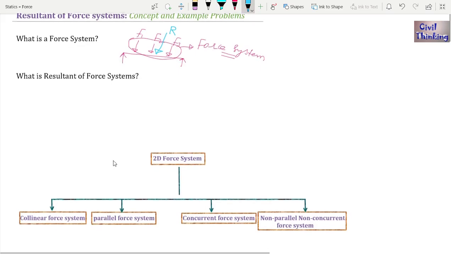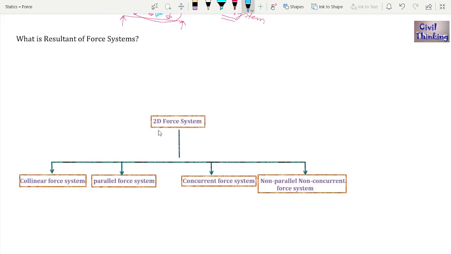Now based on the type of force systems, we have collinear force system, parallel force system, concurrent force system, and non-parallel non-concurrent force system. Based on each type we use a different method, okay? In this class we will see how to find the resultant of these three, and the resultant of non-parallel non-concurrent force system we will see in another class. Now let's go.